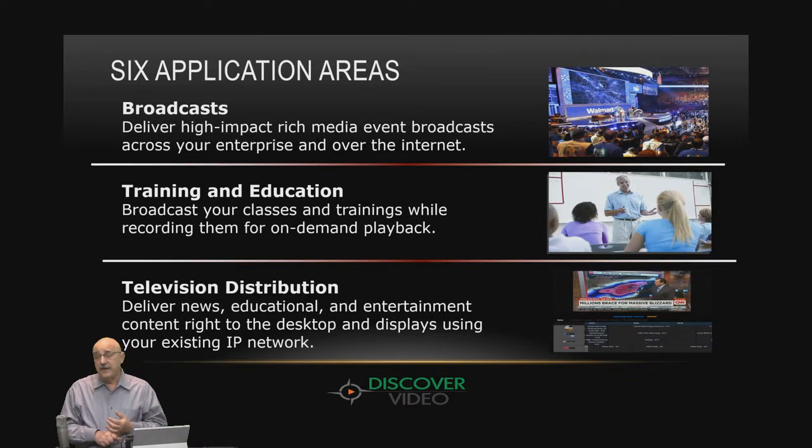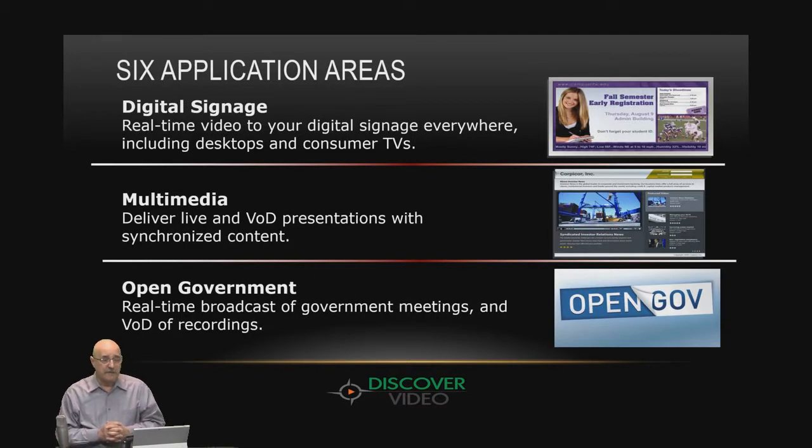Training and education. Now in healthcare, that's a key component, of course, because keeping up on the latest information in healthcare is pretty difficult. And streaming and creating your own content is very easy with the system, and we'll show you how that works. Television distribution. So this is just distributing ABC, CBS, NBC, cable news, CNN, Bloomberg Financial, whatever you like, both to the desktop as well as TVs around a campus network. So TV distribution is part of the proposition, as is digital signage.